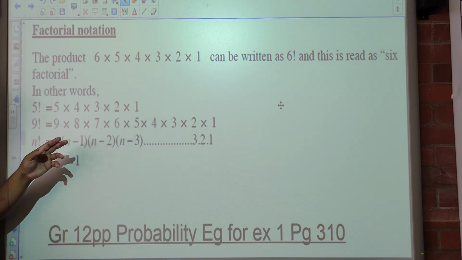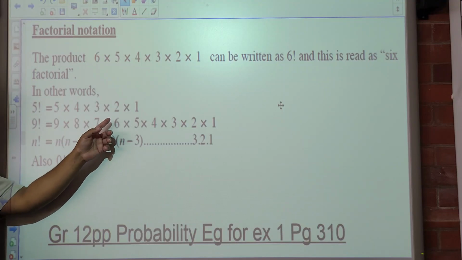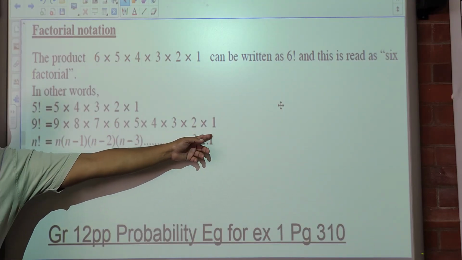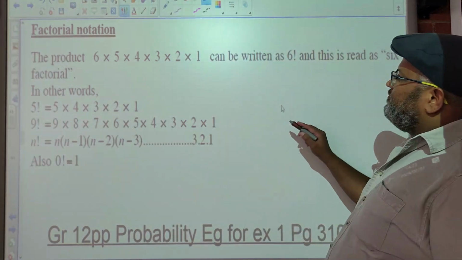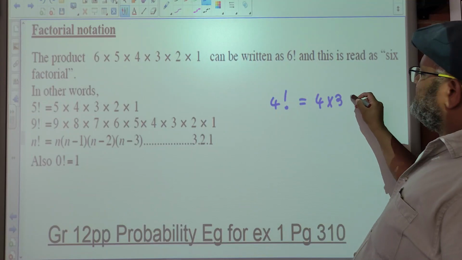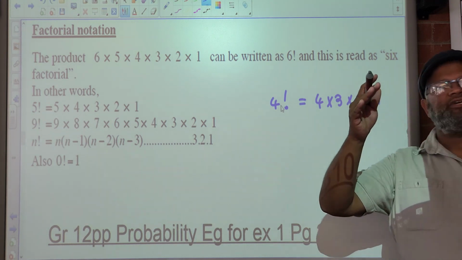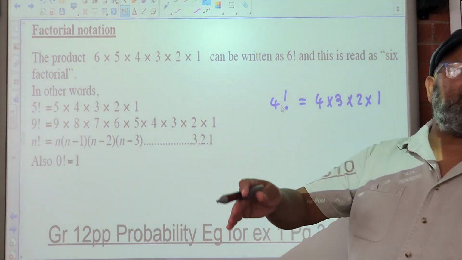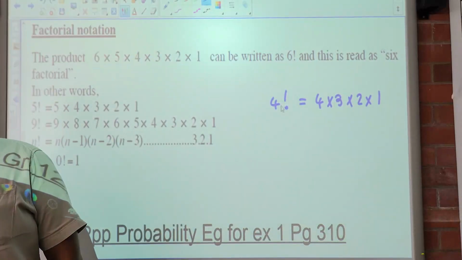9 factorial? 9 times 8 times 7 times 6 times 5 times 4 times 3 times 2 times 1. What would 4 factorial be? 4 times 3 times 2 times 1. 12 factorial? 12 times 11 times 10 times 9 times 8 times 7 times 6 times 5 times 4 times 3 times 2 times 1.